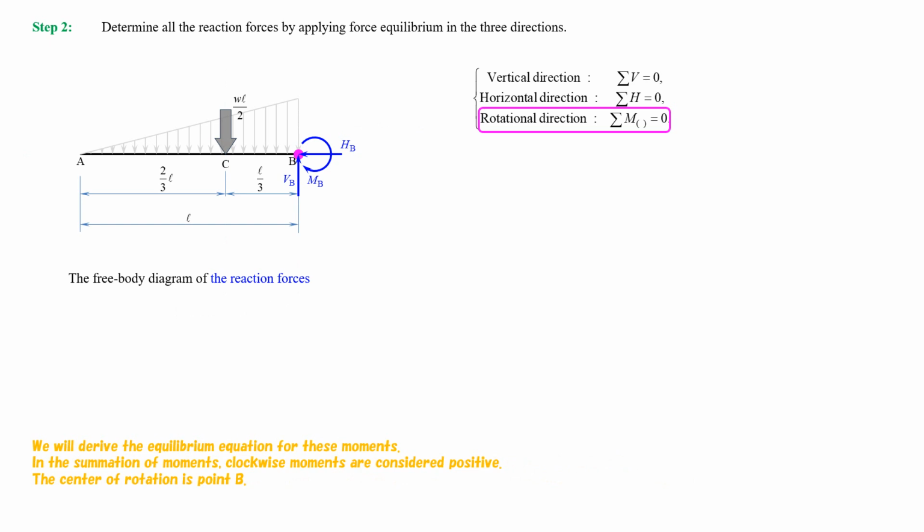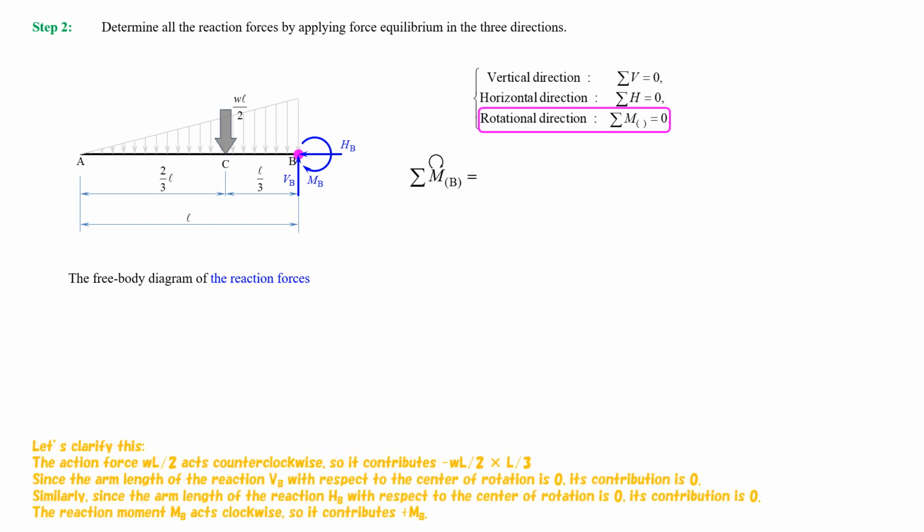We will derive the equilibrium equation for these moments. In the summation of moments, clockwise moments are considered positive. The center of rotation is point B. Let's clarify this. The action force, W multiplied by L, divided by 2, acts counterclockwise, so it contributes minus W multiplied by L, divided by 2, and multiplied by 1/3 of L.